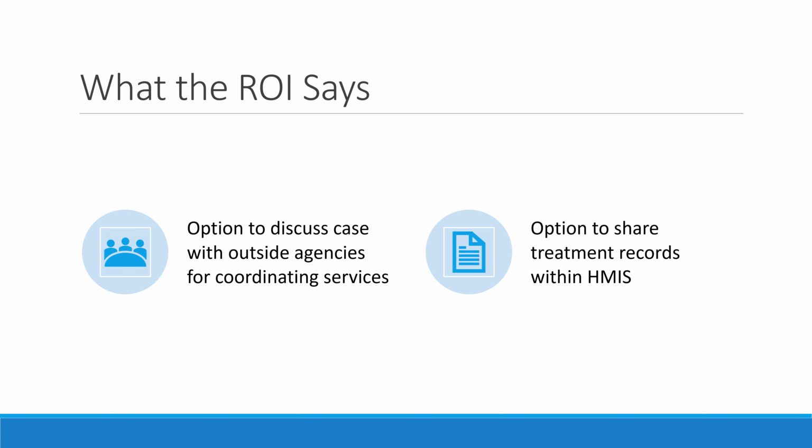The third page of the document gives the client the option to allow for their case to be discussed outside of the system and with outside agencies for the purpose of coordinating services. If the client chooses no, that they do not want their case discussed outside of HMIS or with outside agencies, the client does have the option to choose specific outside agencies that they are okay with having their case discussed with. Lastly, in the optional treatment records section, clients have the option to allow for mental health, HIV/AIDS test results, or drug, alcohol, substance abuse treatment records to be shared within HMIS.